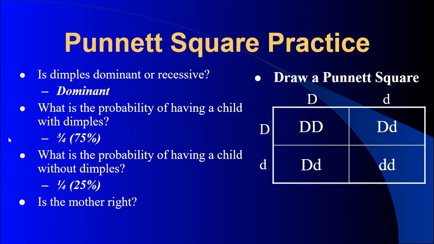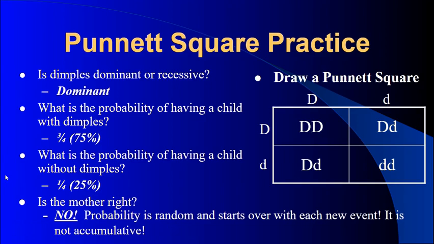And then finally, is the mother right? She says because they already have three kids with dimples, that this last kid will not have dimples. And mom, she's not right. Probability is random and starts over with each new event. It is not accumulative. What that means is a Punnett square isn't a checklist.